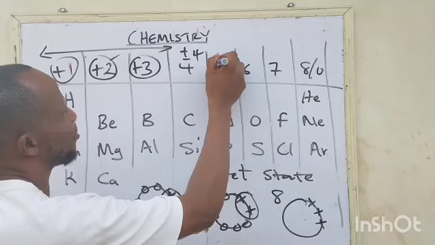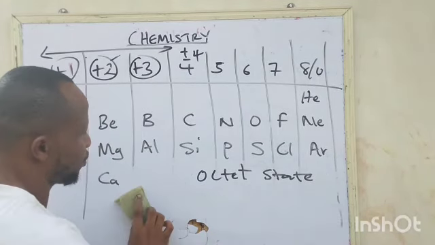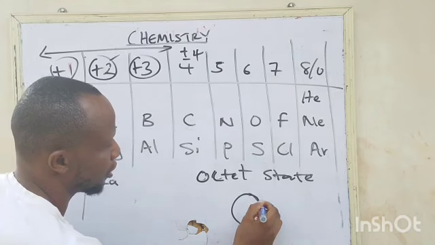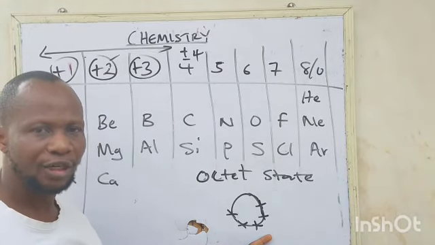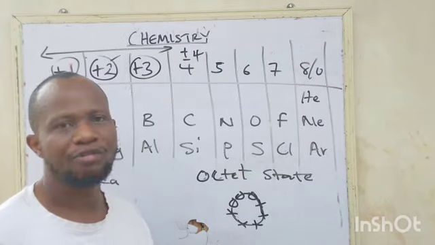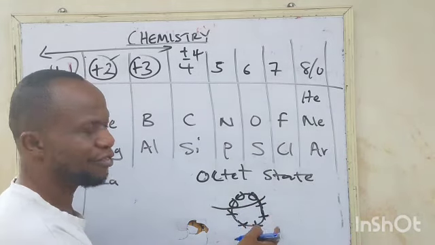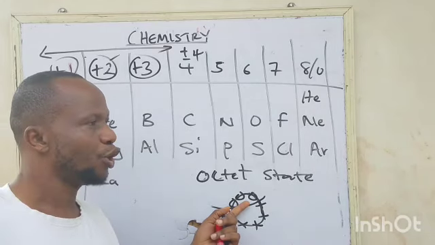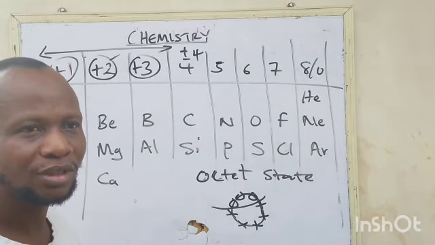Now, crossing to group 5. The group 5 elements have 5 electrons in the outermost shell, leaving 3 empty spaces for electron acceptance. 5 is closer to 8, so it will be difficult to give out the 5 electrons at the same time. Rather, they would borrow 3 electrons, which makes them acceptors. So from group 5, we refer to them as non-metals, acceptors of electrons.